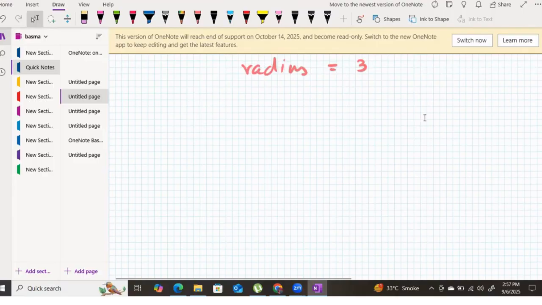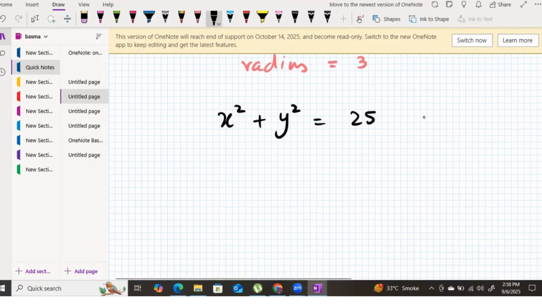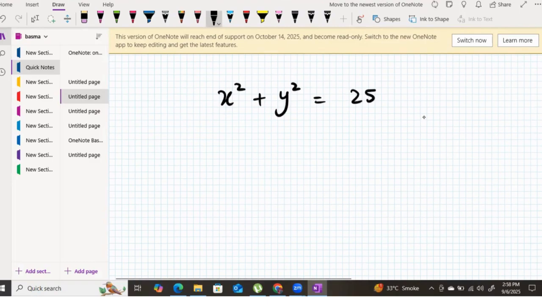Let's do one more example. Let's say you have x squared plus y squared equals 25. Okay, how are you going to say what's the center? Is it even the equation of a circle? Yes, it is. You have the square of x, x plus or minus something, y plus or minus something squared, and equals some whole square.